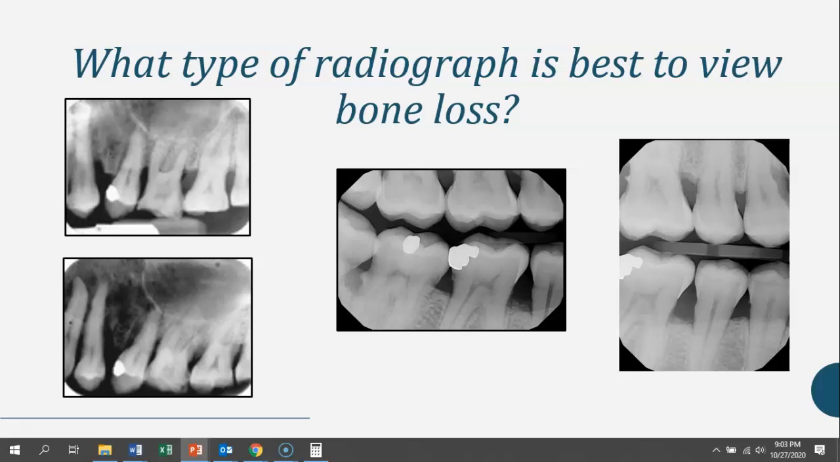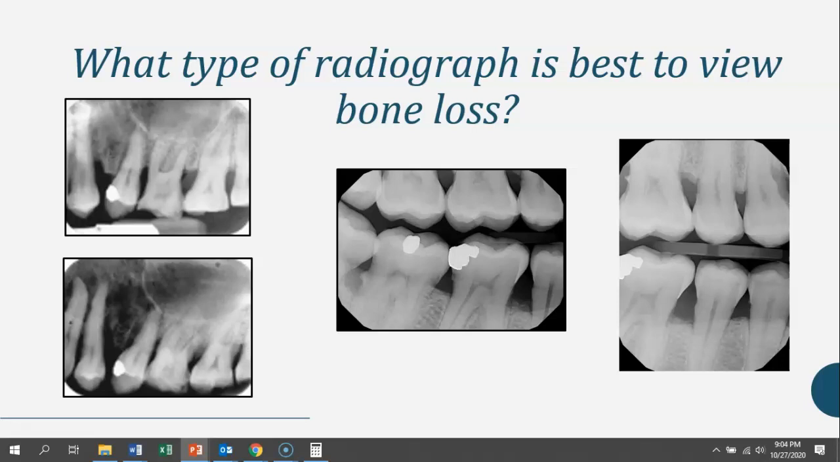And one thing you can start to notice here is that when you use the paralleling technique, you're coming in much straighter. The long axis of the tooth is parallel with the film, and the central ray is coming in perpendicular, and those angles are much more conducive for actually visualizing the height of bone. And then down here, because of that distortion that we get with bisecting, everything is kind of flopped over and slanted, and you get a very poor image of the actual bone height.